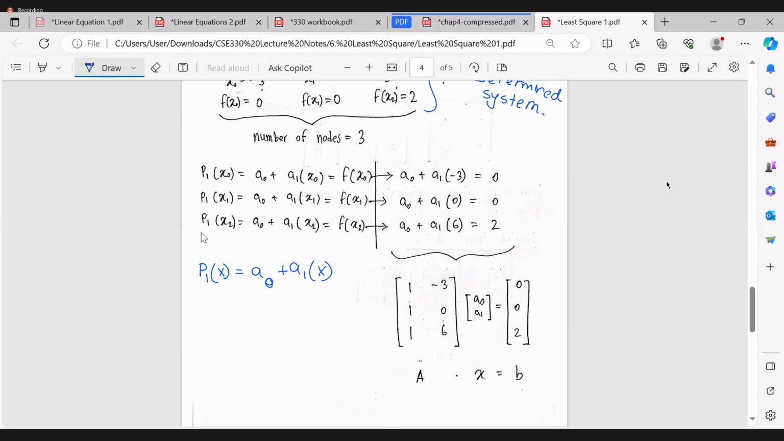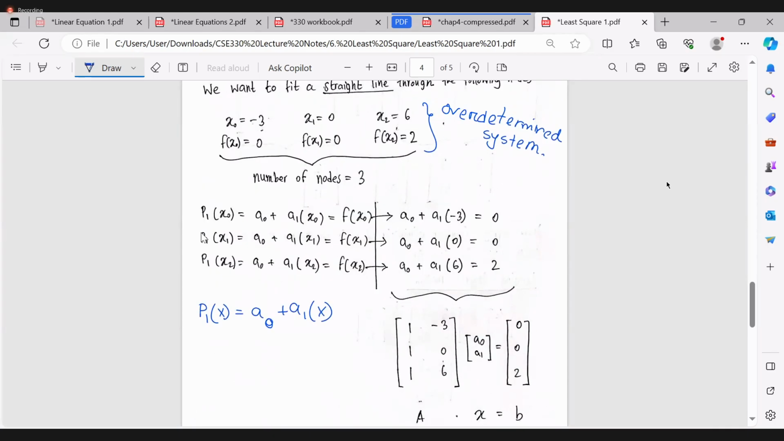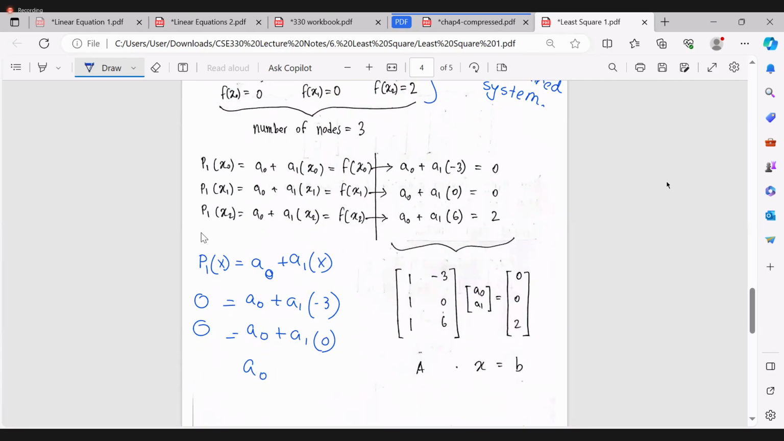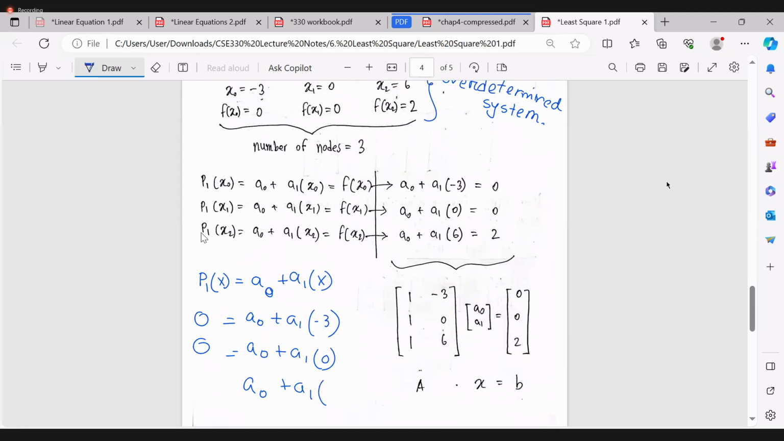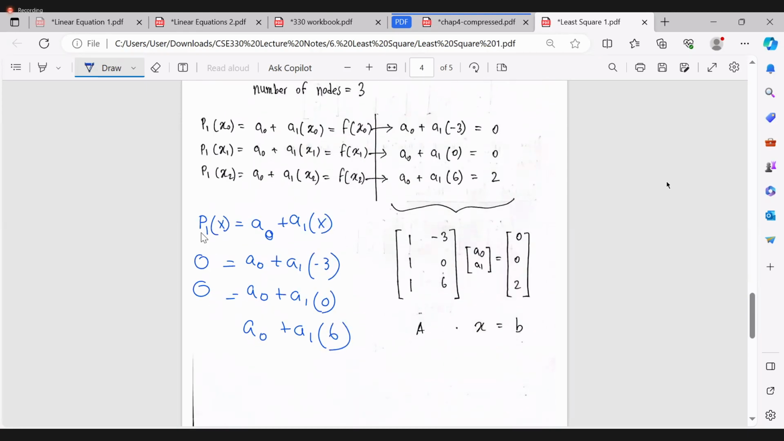And since these 3 nodes are given, you can place the values in there like our Vandermonde. You want to satisfy this equation by those 3 given nodes. So you can do it like this: a naught plus a1 into minus 3 equals 0. A naught plus a1 into 0 equals 0. A naught plus a1 into 6 is equal to 2. So this is your equation system. You can convert this equation system into a matrix form and you get this.